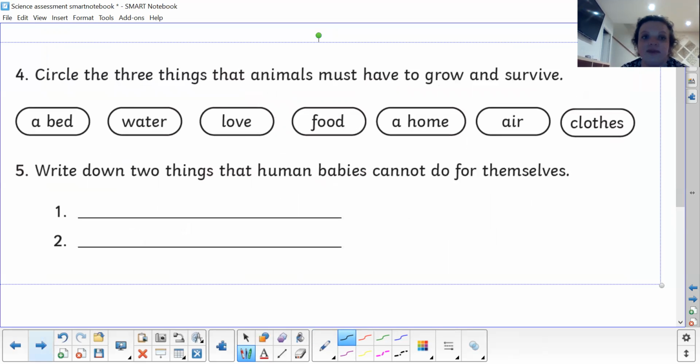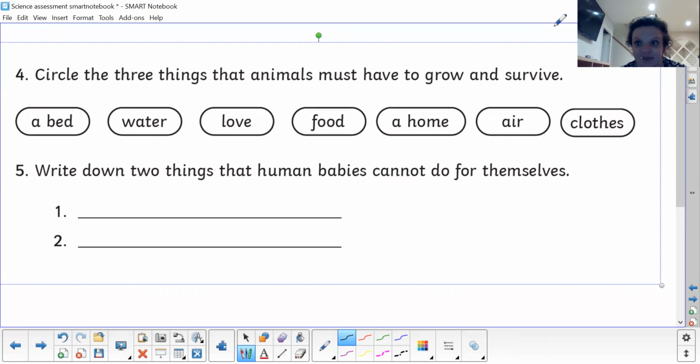Okay. Now, number 4, circle the 3 things that animals must have to grow and survive. So what they must have, not what they would like, not what they maybe want, but what they need and must have. And if they don't have them, they will not be able to survive and they won't be able to grow and move and all those kind of things. Which 3 things are the most important? Pause the screen and circle them. Only 3. I'd like them all, but only 3.